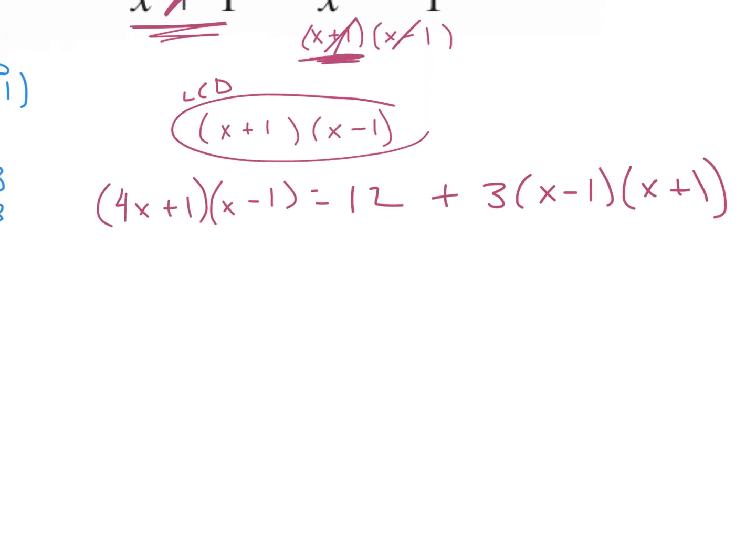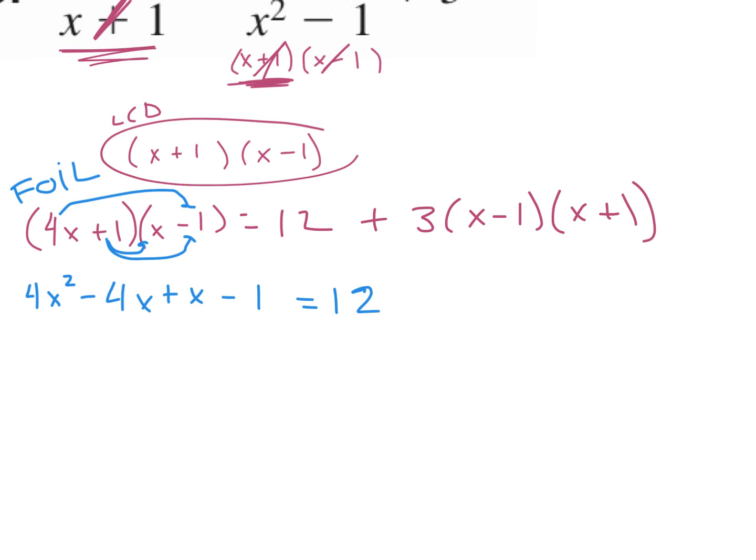So let's solve. What should we do first? So we have to FOIL. So we multiply the first term, so 4x times x is first 4x squared. Then the outsides, so 4x times negative 1 is negative 4x. Then the insides, plus x. Then the last terms, minus 1. That's equal to 12.